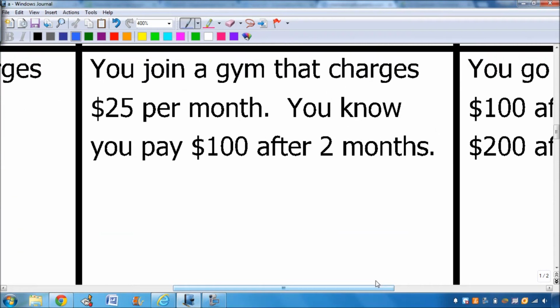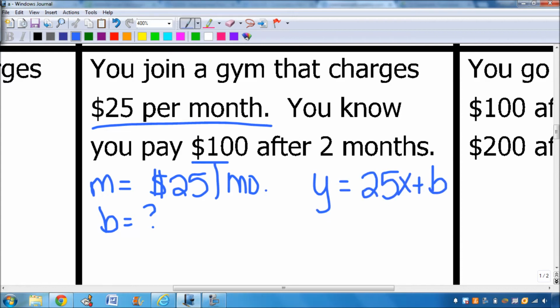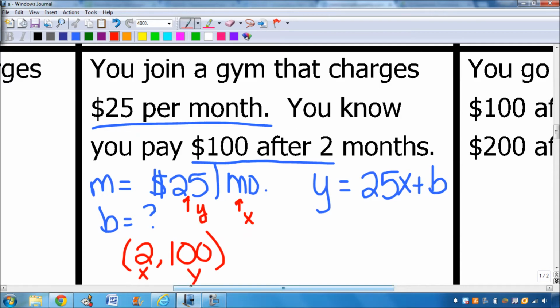Example 2 is a little trickier. You join a gym that charges $25 per month. So you know the m, it's $25 per month. And then you know that you pay $100 after 2 months. So your starting amount, you do not know, okay? However, you do know that you can say y equals 25x plus b, and this $100 after 2 months can be written as a coordinate. Your independent variable, which is time, is 2 months, and your dependent variable, which is money, is $100, right? If it's $25, this is the y, per month, this is the x. So our x is months, our y is money.